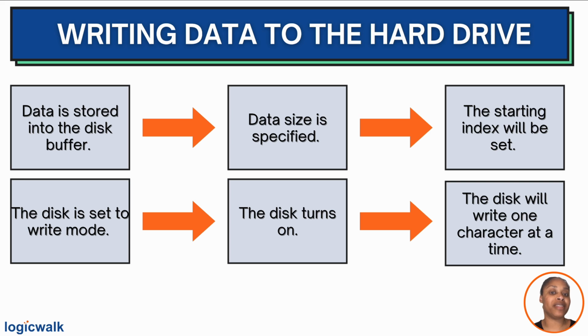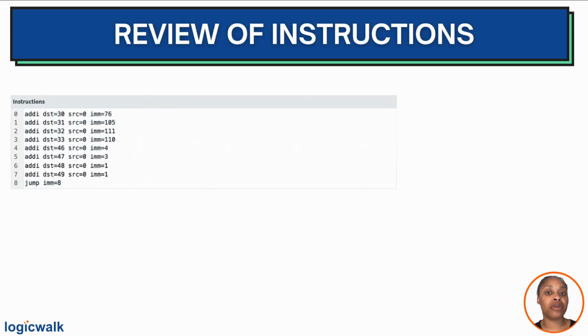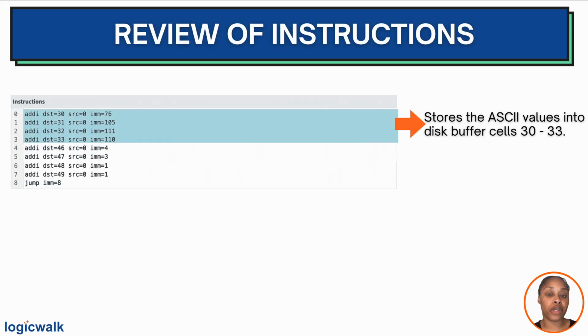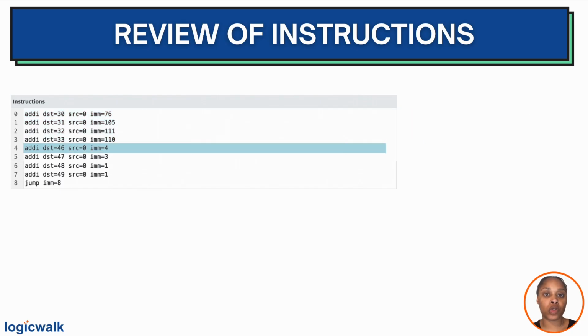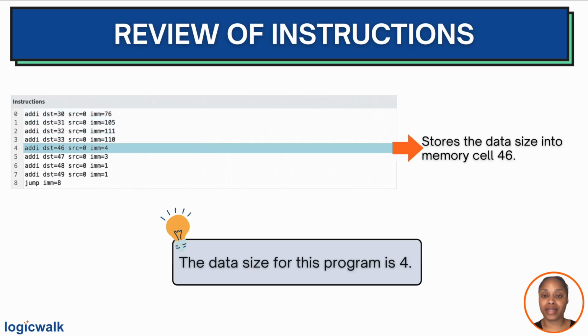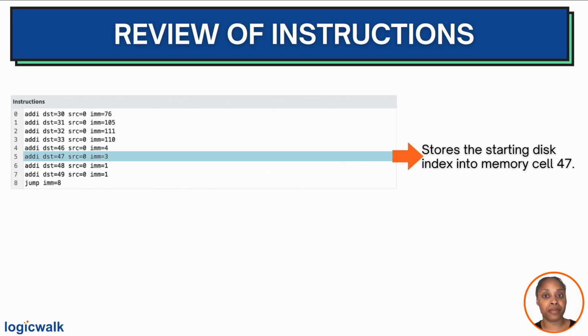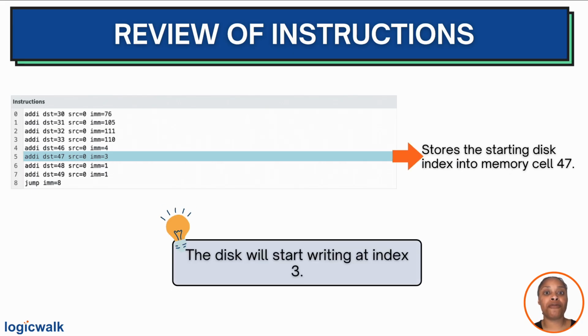Let's review the program in the simulator. Instructions 0 through 3 will store the ASCII values into disk buffer cells 30 through 33. Instruction 4 stores the data size into memory cell 46. Instruction 5 stores 3, the starting disk index, into memory cell 47.